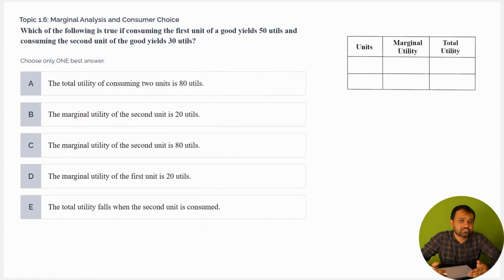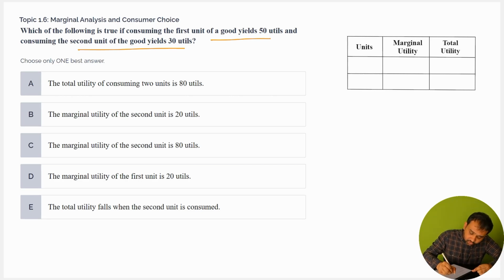This is a very similar question to the one we just did. It says, if consuming the first unit of a good yields 50 utils and consuming the second unit of the good yields 30 utils, which of the following options is correct? One difference from the previous question is, here both the information provided about the first unit consumption and the second unit consumption are talking about the marginal utility. So it shows you the wording that you may see when you are provided with marginal utility values instead of total utility values.